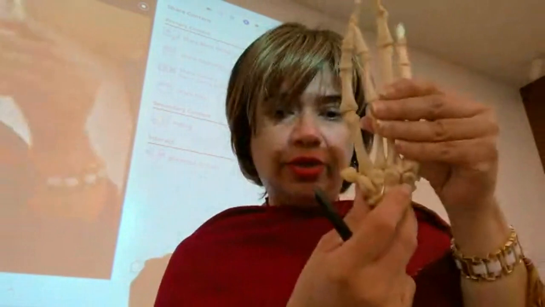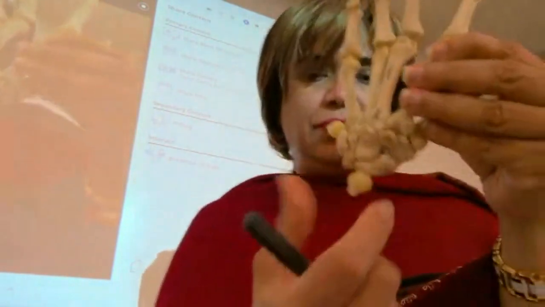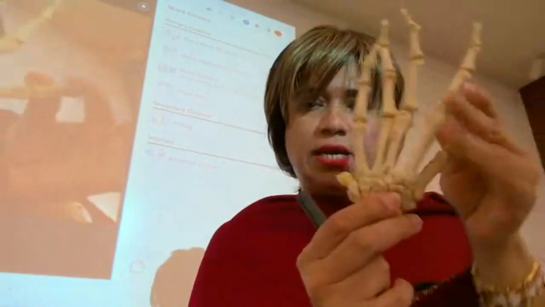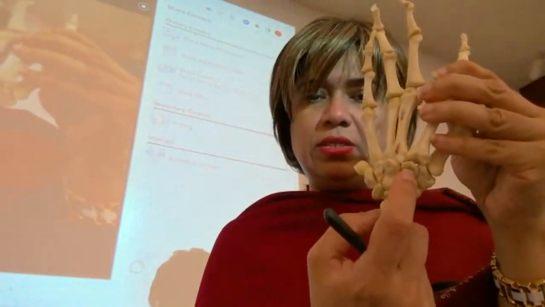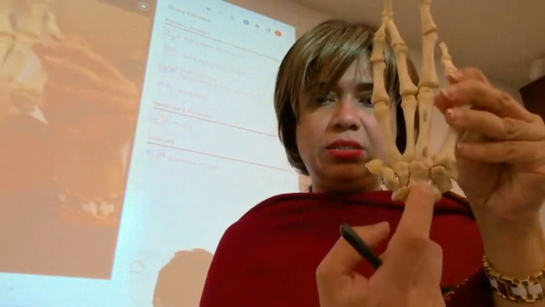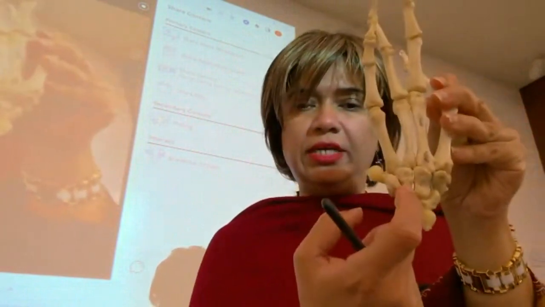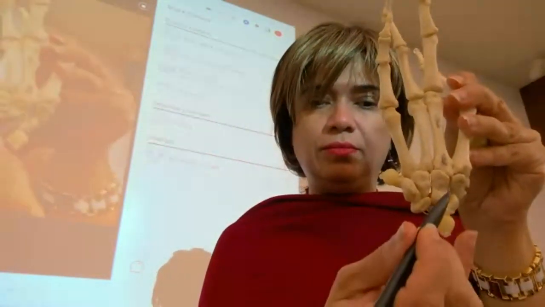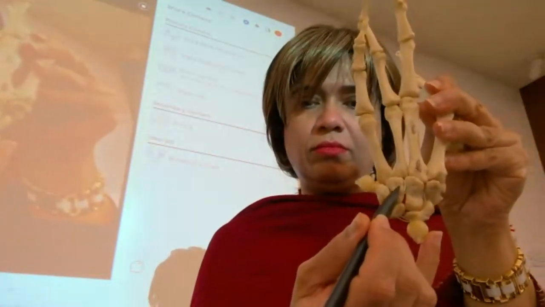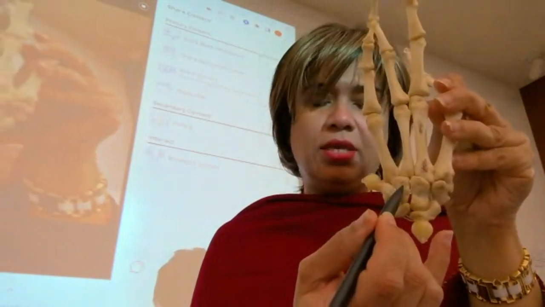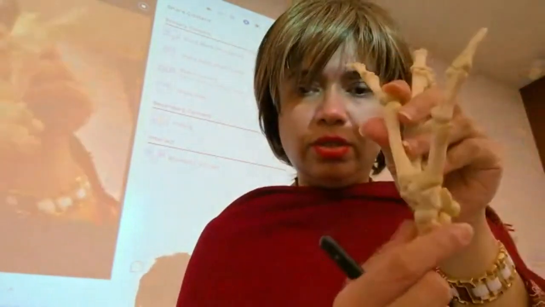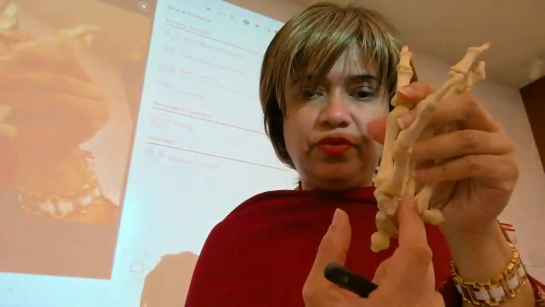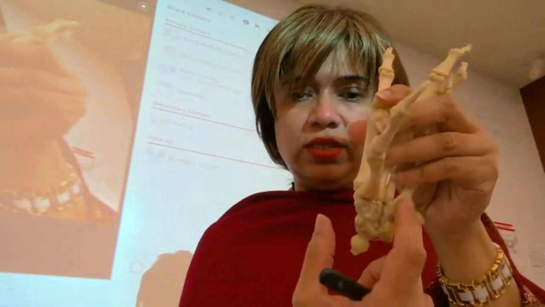Oopsie, I went the wrong way. Okay, so this is from the thumb side. This is your trapezoid. This is trapezium. This is capitate. And hamate is right here, this bone. This bone is hamate. And when you look at it from the other side, hamate has a hook. I don't know if you are able to see. You see this? This thing, this is the hook, hamate.